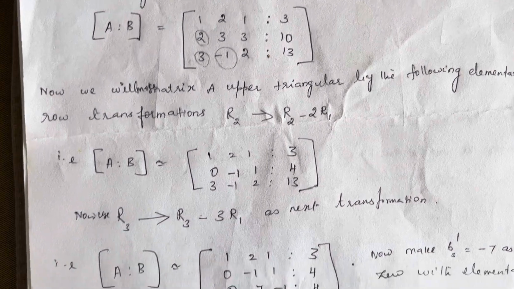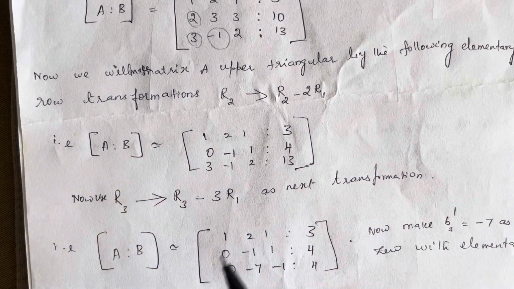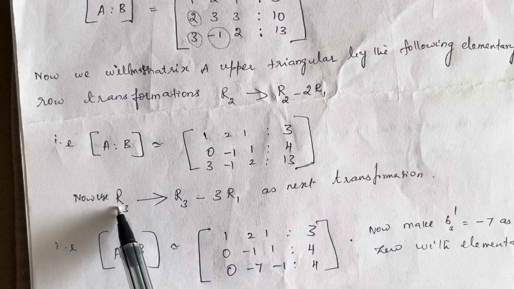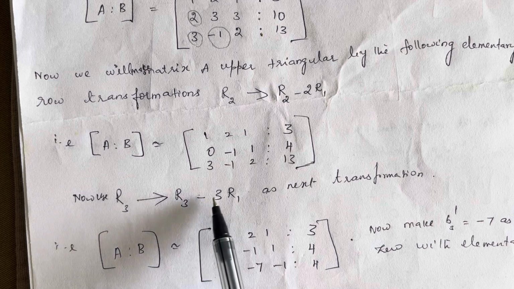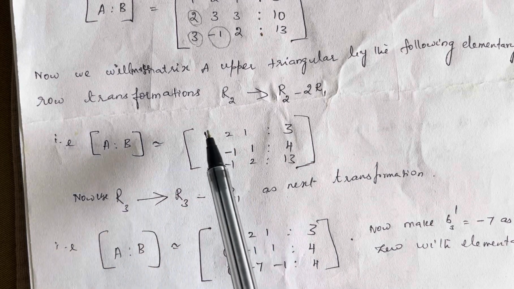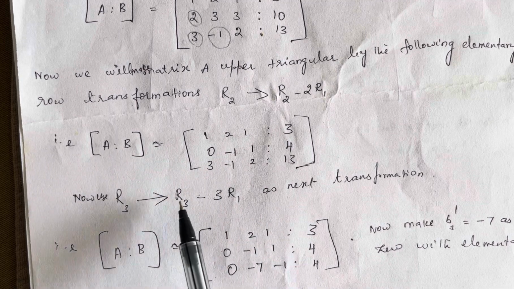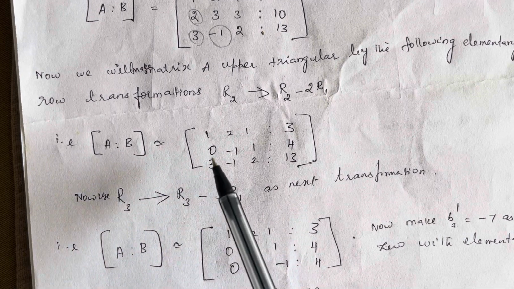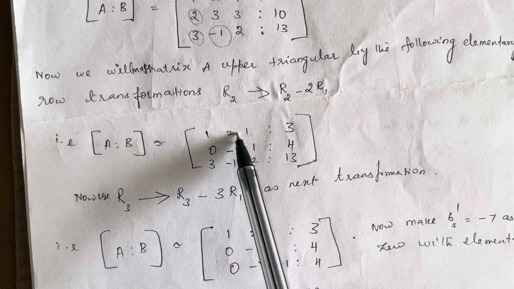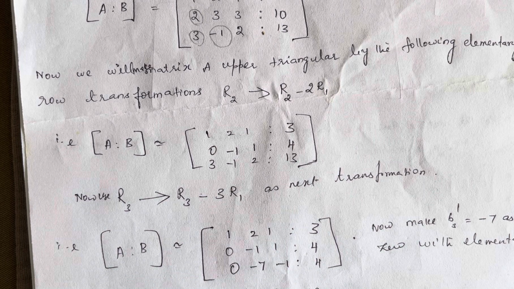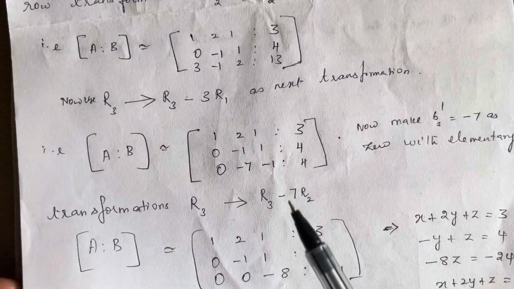Now the next step is that we have to change this 3 to 0. For that, my transformation is R3, the row 3, changed to R3 minus 3R1. I am going to multiply R1 by 3 and then subtract it from R3. So 3 times R1 gives 3, 6, 3, 9. Subtracting: 3 minus 3 becomes 0, then minus 1 minus 6 is minus 7, then 2 minus 3 is minus 1, and 13 minus 9 is 4. That is the second change.